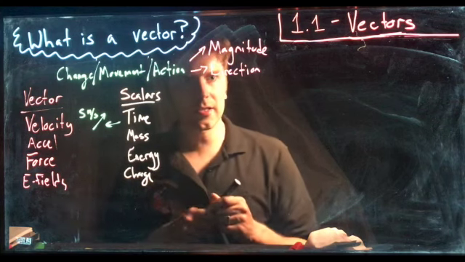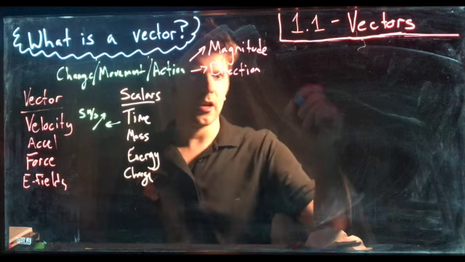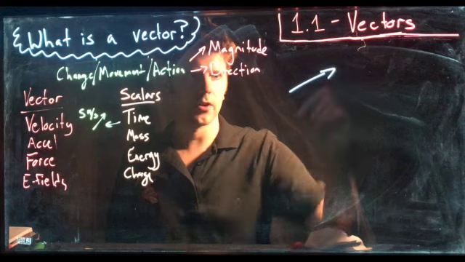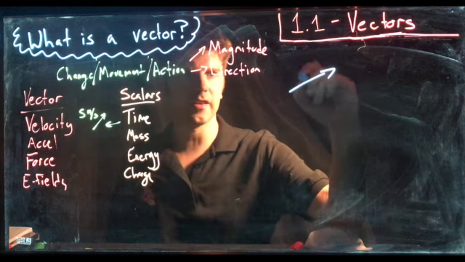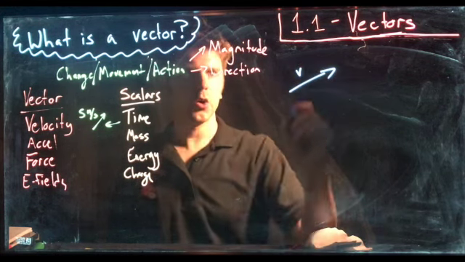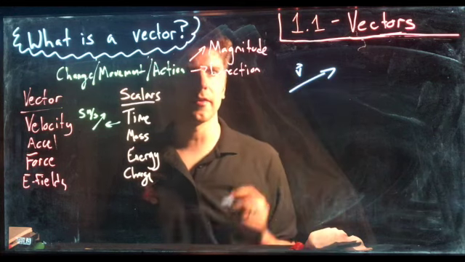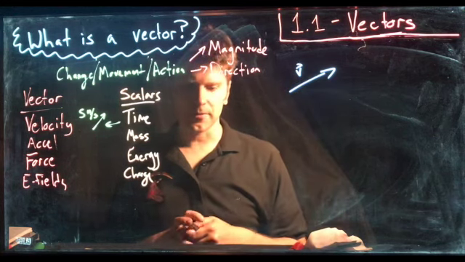Mathematically, though, I'm going to draw us a little vector. Here's our vector. And I'll give it a name. I'm going to call this the vector v. And how do I know it's a vector? Well, I'm going to draw a little arrow on top of it, above it, and that is a vector.